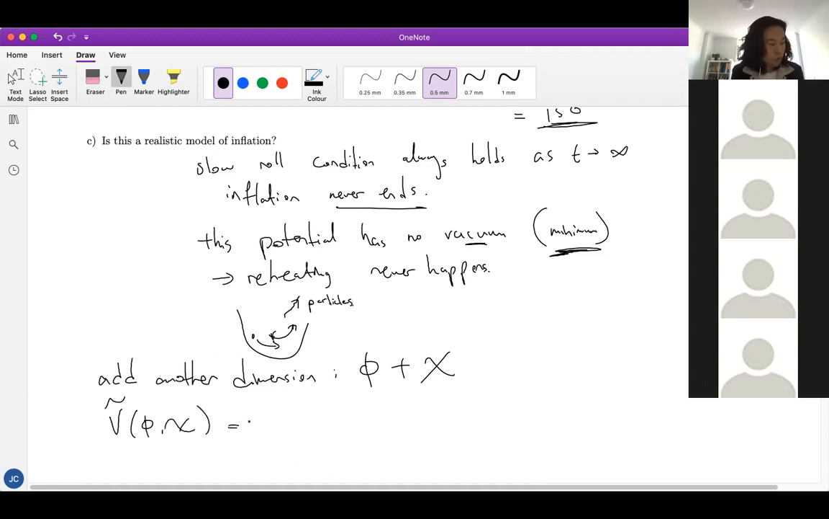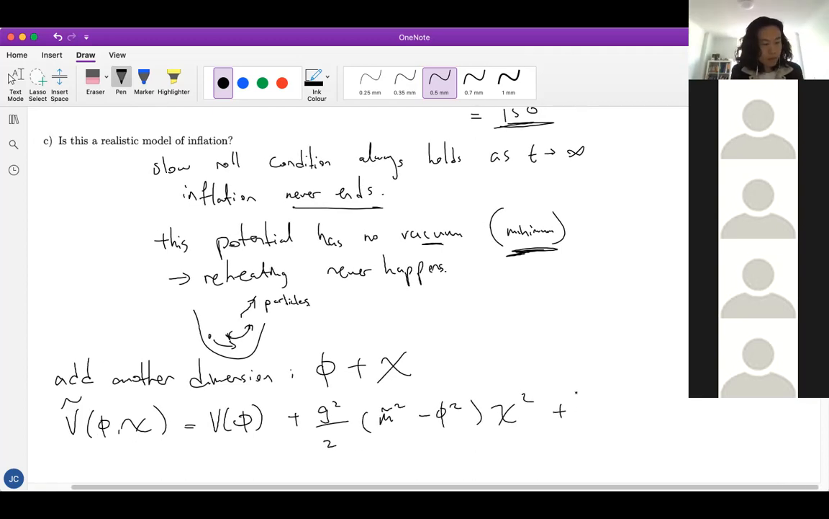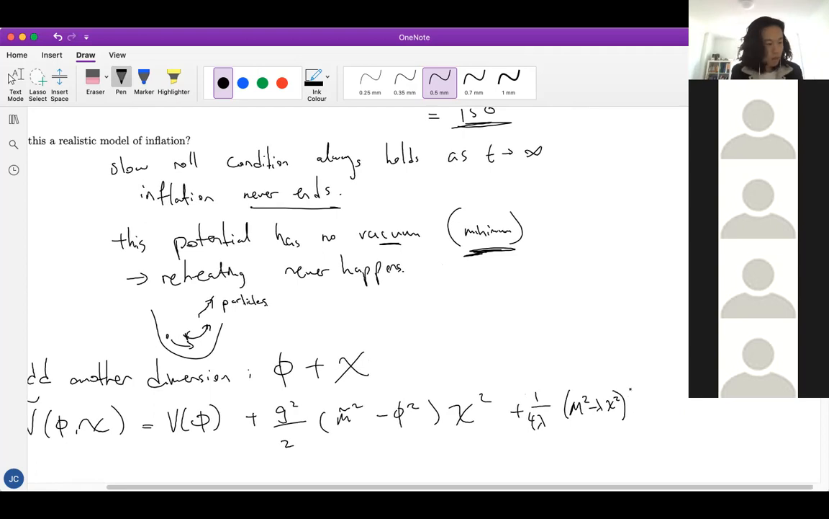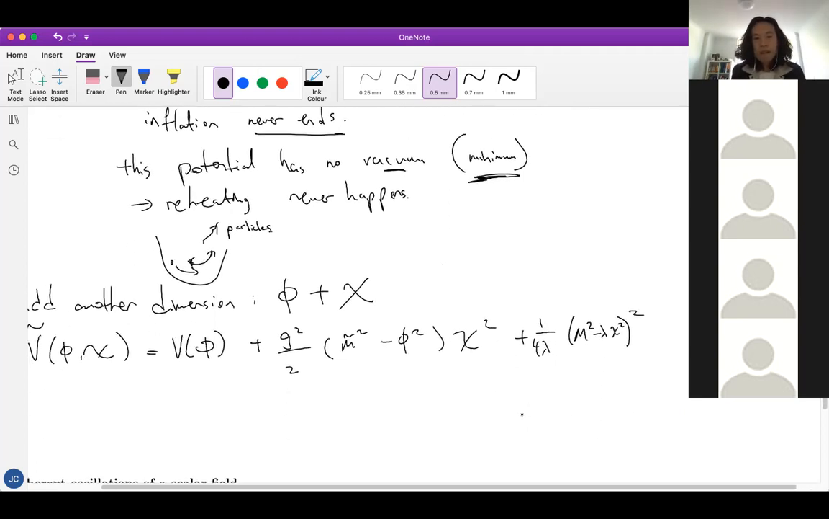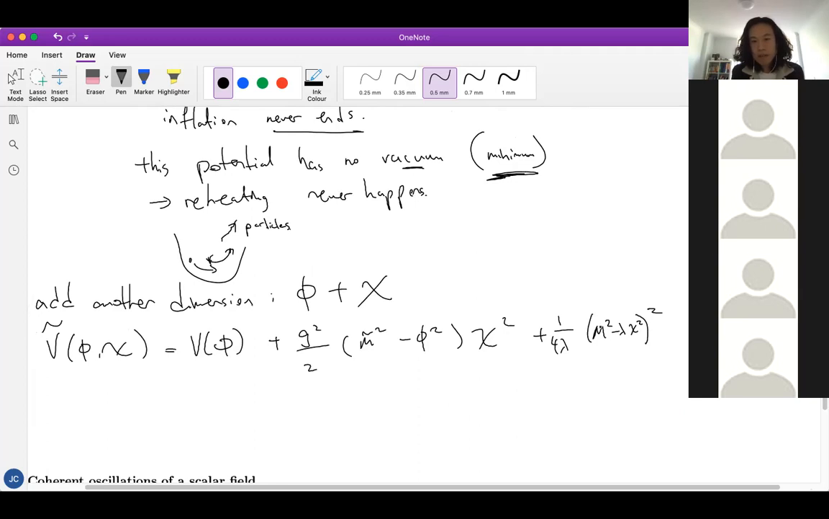It's equal to the original potential that we have, just the pure phi potential, plus G squared on 2. This is going to bring back some particle physics flashbacks. Chi squared, plus 1/4 lambda, squared. Okay, and then M tilde and capital M are also just some mass scales that you fine tune in your model, and lambda and G are just dimensionless coupling constants.